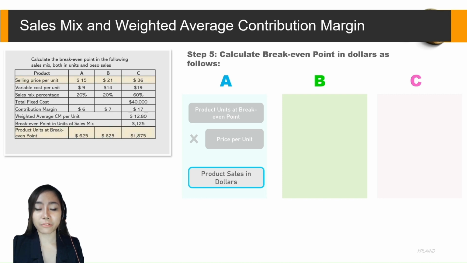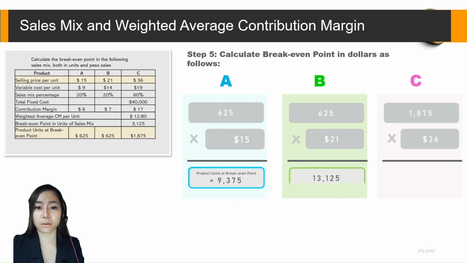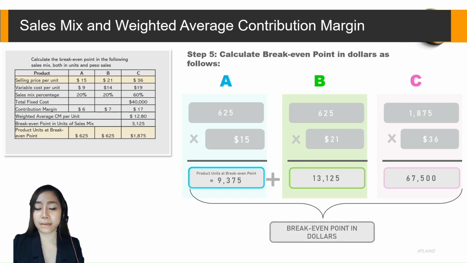So product units at break-even point, product A 625, B 625, C 1,875, and you multiply by price per unit, which is for product A $15, product B price is 21, and C is 36. So these are the product sales in dollars, and add these three, the 9,375 plus 13,125 plus 67,500, and your break-even point in dollars is 90,000. So that's how we calculate break-even point in sales mix and weighted average contribution margin.